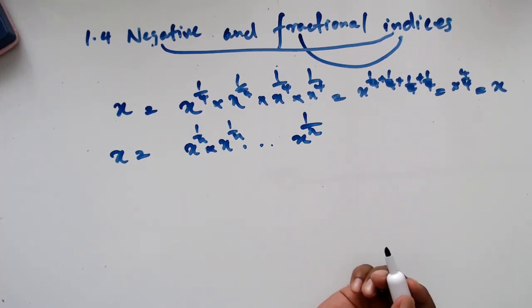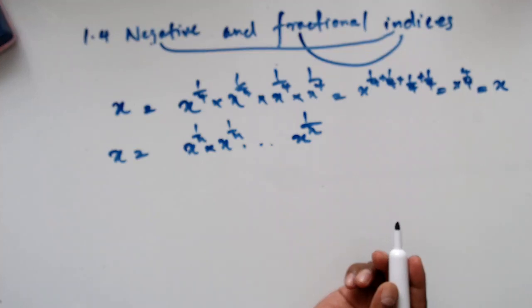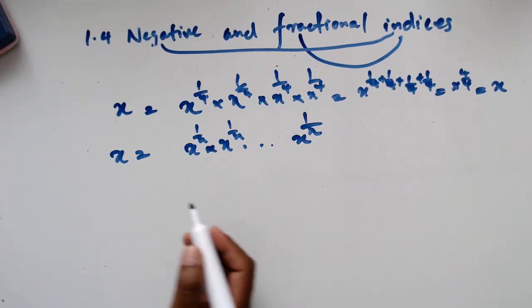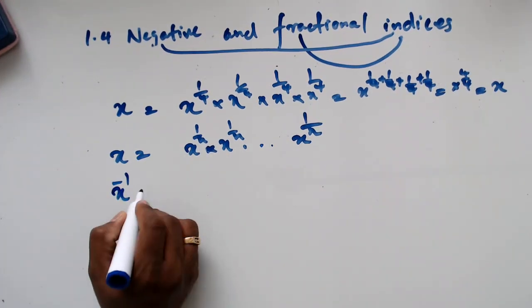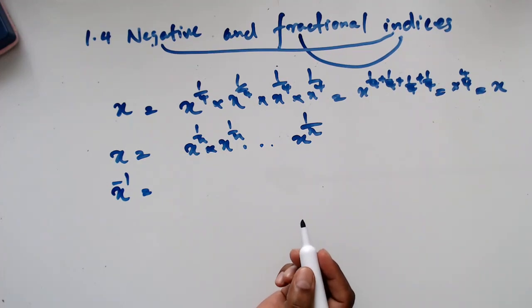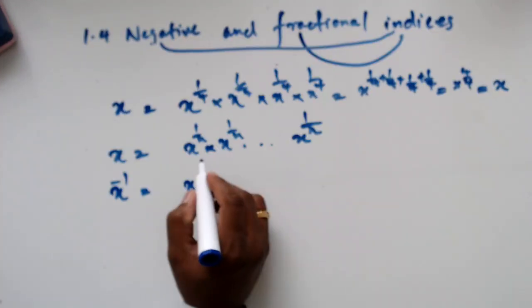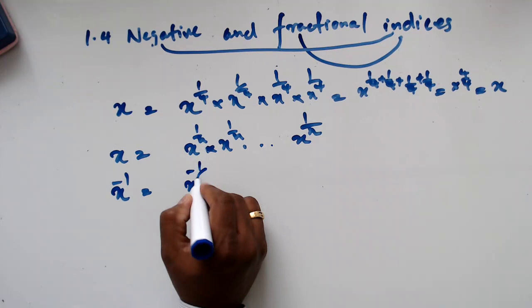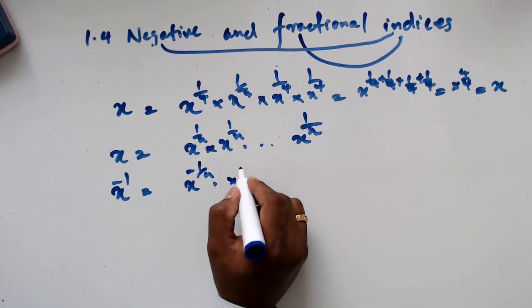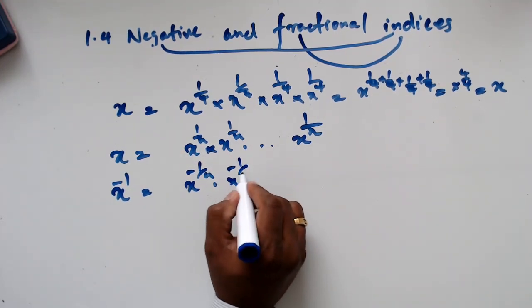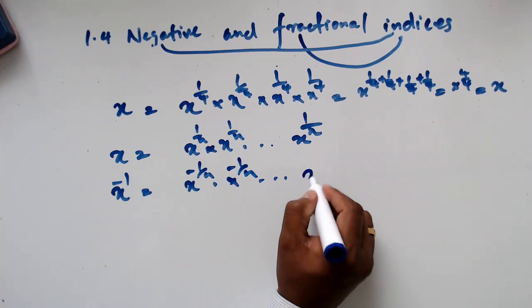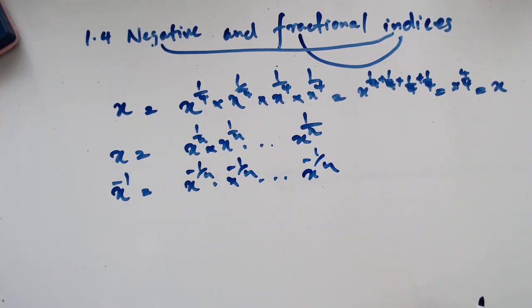In the same way, I can write x to the minus 1 as x^(-1/n) times x^(-1/n) and so on, up to x^(-1/n).